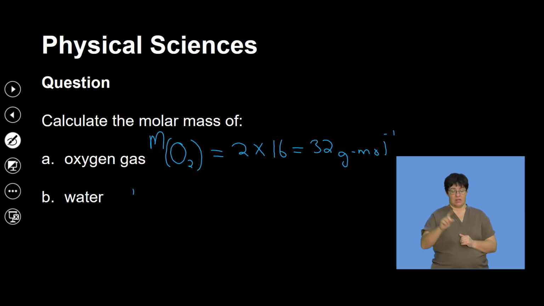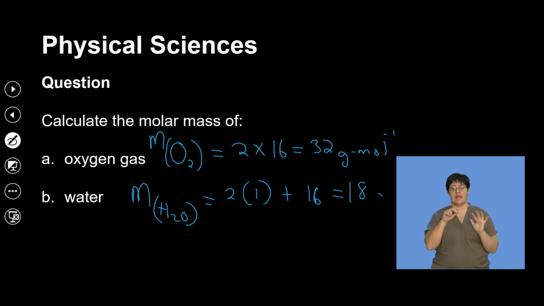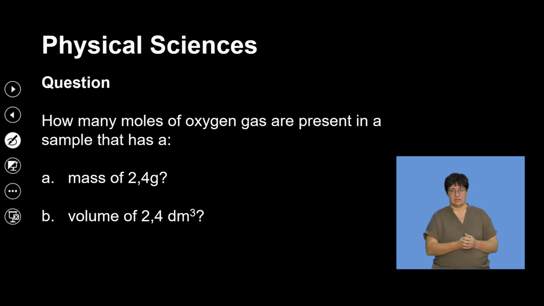What about water? The molar mass of water equals, the formula suggests that there are 2 atoms of hydrogen for every oxygen atom. Then this tells us that it's 2 multiplied by 1, because there are 2 hydrogen, plus 16, which gives us 18 grams per mole. So that's the molar mass of those 2 substances. So we've done that.